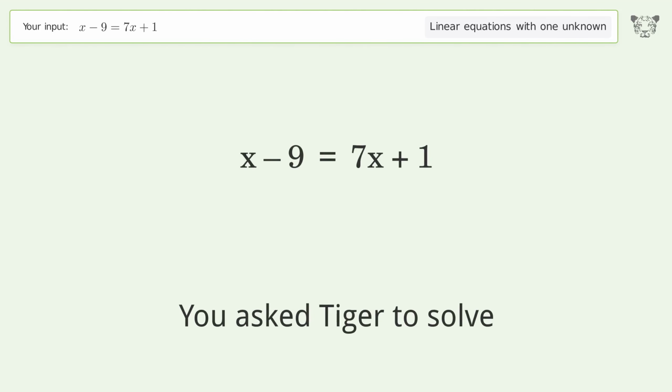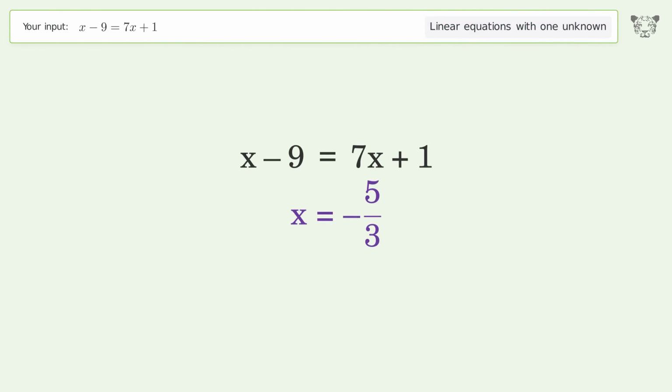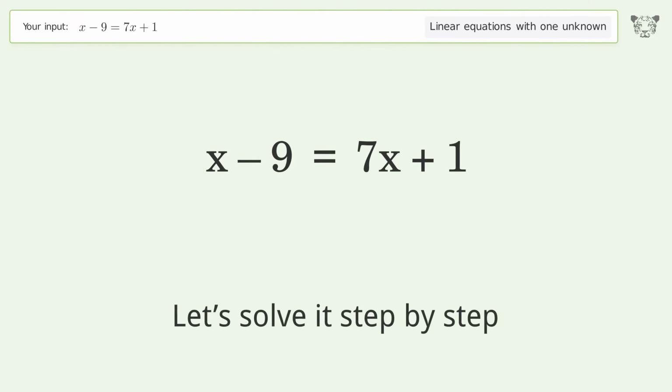You ask Tiger to solve this, which deals with linear equations with one unknown. The final result is x equals -5/3. Let's solve it step by step.